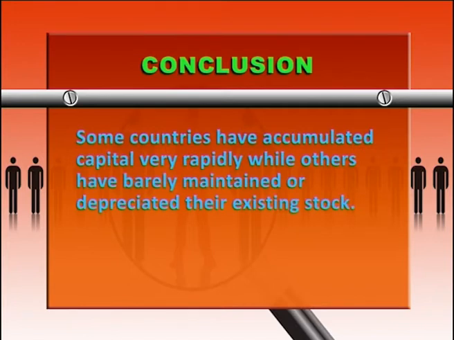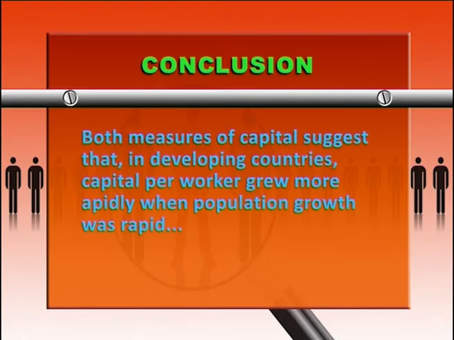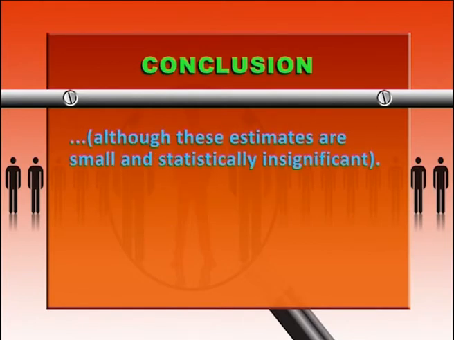Some countries have accumulated capital very rapidly while others have barely maintained or depreciated their existing stock. More specifically, there is no correlation between the rate of capital accumulation per worker and the rate of population growth. Both measures of capital suggest that in the developing countries, capital per worker grew more rapidly when population growth was rapid, although these estimates are small and statistically insignificant. The absolute physical capital growth was much more rapid in countries with rapid population growth, slightly more than enough to offset the impact of more workers.